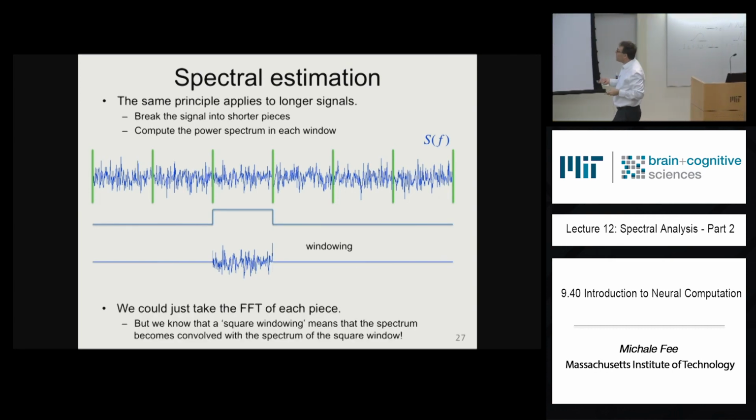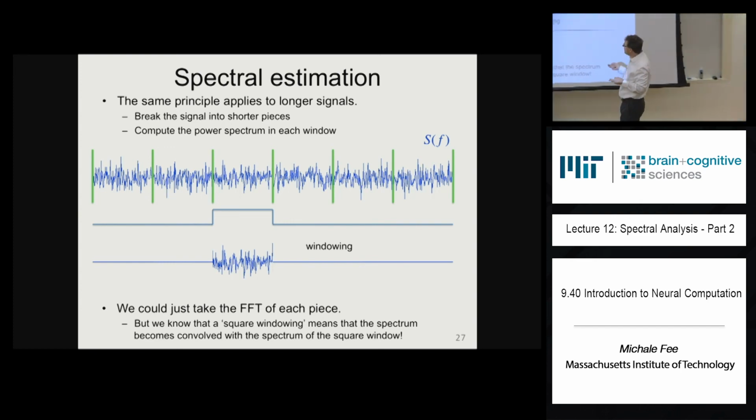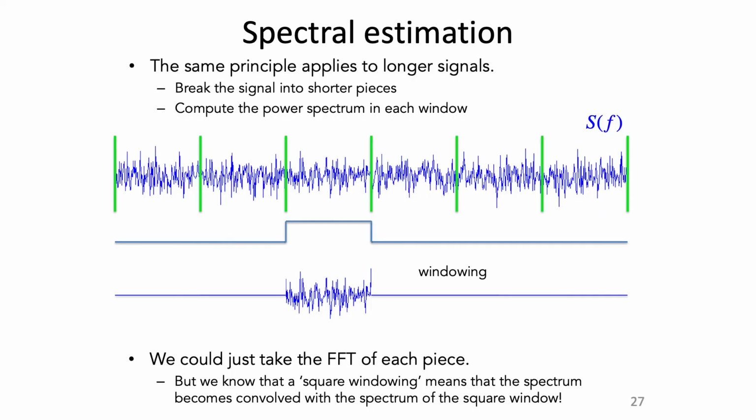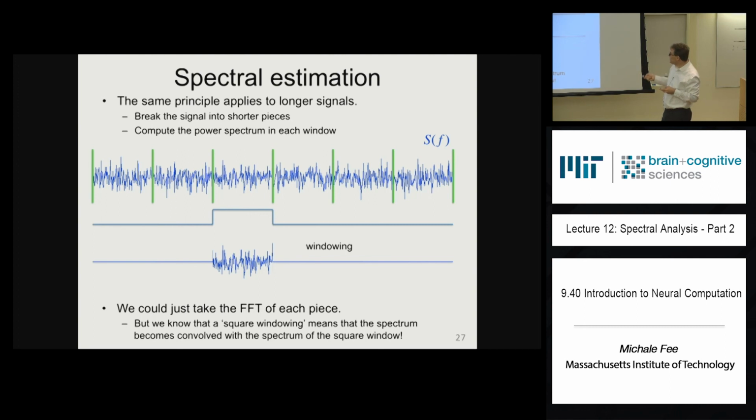Okay, so one way to estimate the spectrum of this signal is to take the signal in this window, compute the FFT of that, take this power spectrum, and then apply this window to the next piece, apply this window to the next piece, and compute the spectrum and average them all together. What's the problem with that? Why might that be a bad idea?